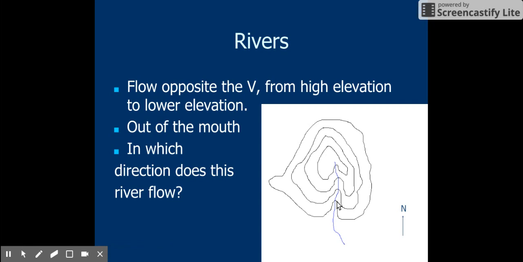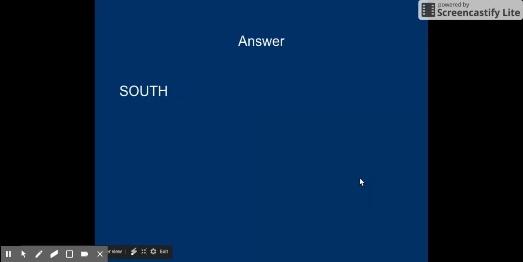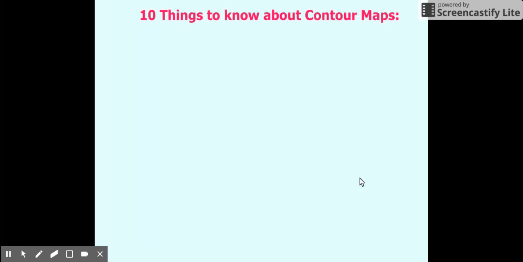Which way is the river flowing? In which compass direction on this map? The answer is south. 10 things you should know about contour maps.